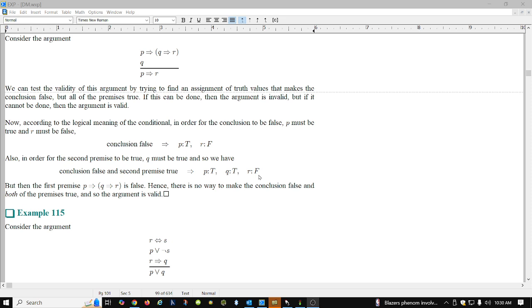But these truth assignments make the first premise false, and I'll let you sort that out. So there's no way to make the conclusion false and both of the premises true. Therefore, if both premises are true, the conclusion must be true. The argument is valid.